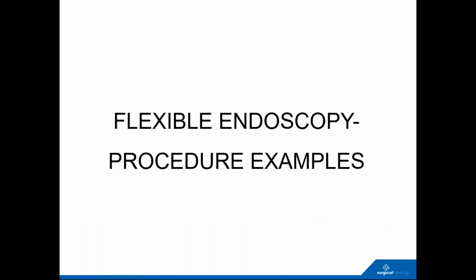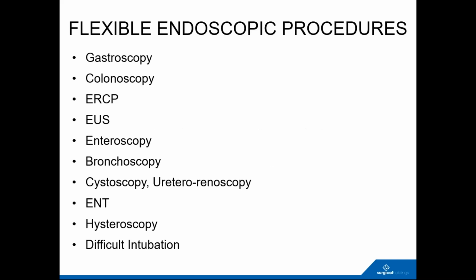So that's the scopes. Let's look at some procedure examples, and these are obviously just simple. Those are a series of upper GI procedures: gastroscopy, colonoscopy, ERCP, EUS, and enteroscopy. Gastroscopy, obviously looking at the stomach. Colonoscopy, looking unsurprisingly at the colon, the other end. ERCP is endoscopic retrograde cholangiopancreatography. That's a way of looking at the biliary and pancreatic ductal system using a combination of endoscopy and fluoroscopy. Endoscopic ultrasound, I've already mentioned. Enteroscopy is really small bowel endoscopy.